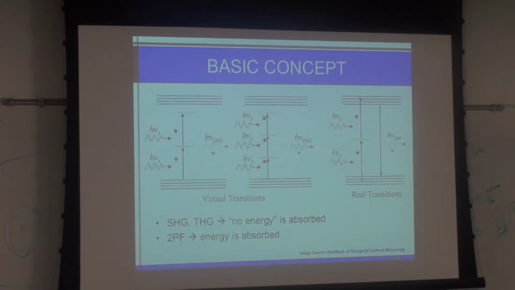So the quantum picture, something like a Jablonski diagram. Here, this is an energy level. Yep? About your other example. What happens to the polarization? If you excite with a certain direction of polarization, then the generated light will have the same polarization as the incident, or? No, it's a good question.